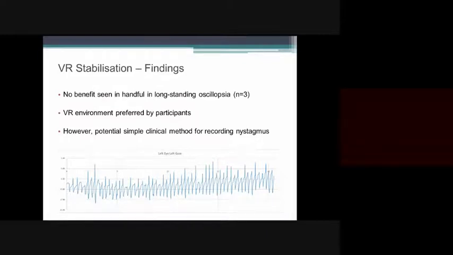First of all, the VR environment was found to be very comfortable for the participants with oscillopsia. They all commented that it was actually more comfortable than being in the real world. And we're not 100% certain why that is. It could be sparsity of information in VR, or the fact that it's pixelated and therefore the movements don't have the same effect if it's pixelated.